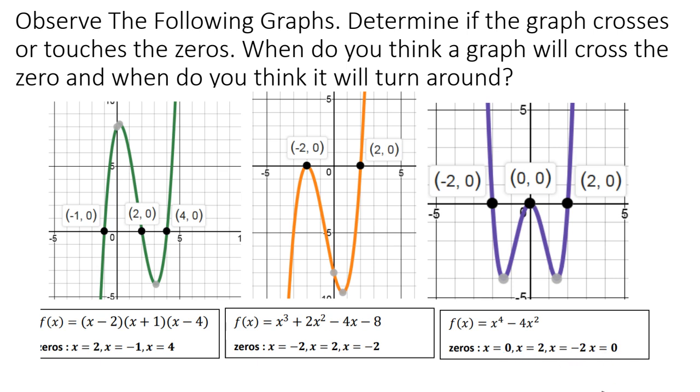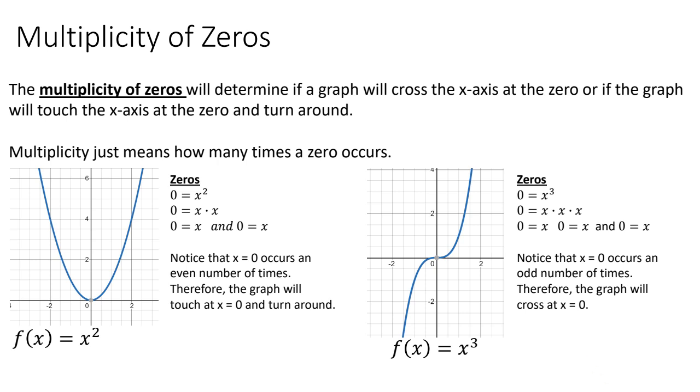Knowing this, we go to this topic called multiplicity of zeros. The multiplicity of zeros will determine whether a graph crosses the x-axis or just touches and turns around. So let's go through some of these processes. When we have zeros, where 0 equals x squared, originally you thought the quadratic should have two x-intercepts, but with the parent function, there's only one at 0. But now you know that this 0 was a double zero, okay?